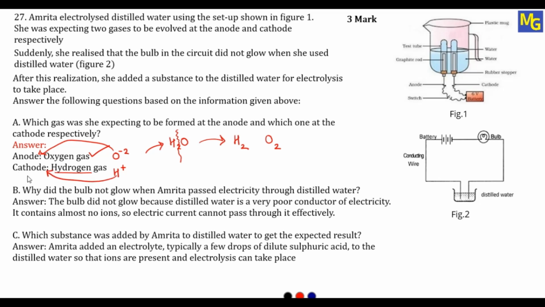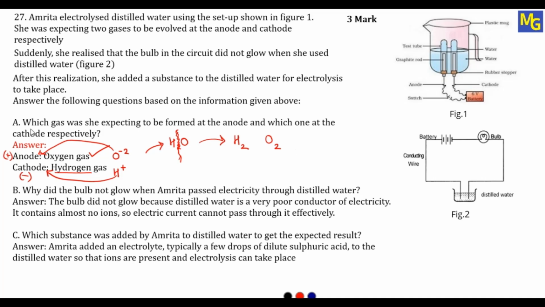So this electrode is shown by a negative sign. This electrode is shown by a positive sign. So I hope you remember, opposite charges get attracted. Therefore, once the water is broken, it gives oxygen and hydrogen ions, O minus 2 and H plus. So H plus will go to the cathode, O minus 2 will go towards the anode, and there hydrogen and oxygen gas will be formed. So this is the answer for question A.